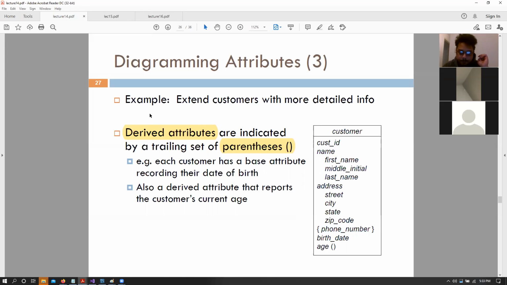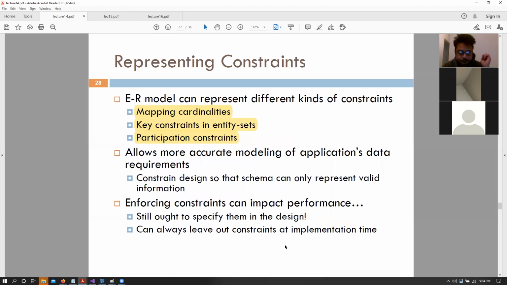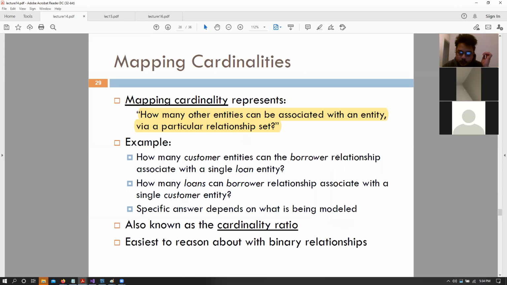And you can also have something as a derived attribute, which was different from a base attribute, in the sense that a base attribute would have been a birth date, and a derived attribute would be an age, right? So given a birth date, given the current date, we could easily compute the current age of a particular customer, right? We also mainly talked about mapping cardinalities, that was whether our relationship was a one-to-one, or a one-to-many, or a many-to-one, or a many-to-many relationship, right?